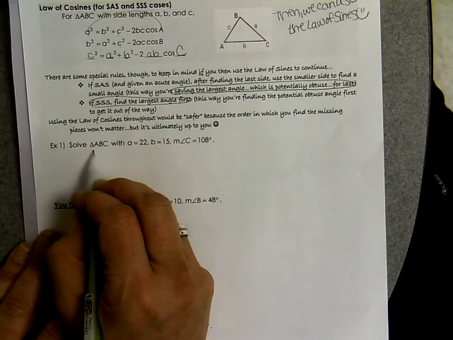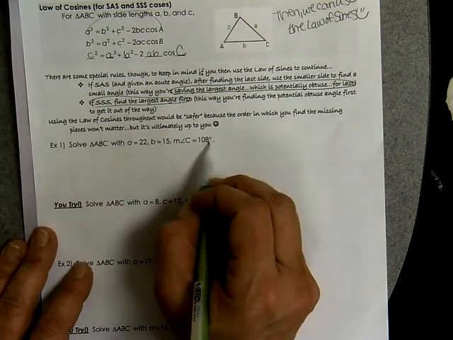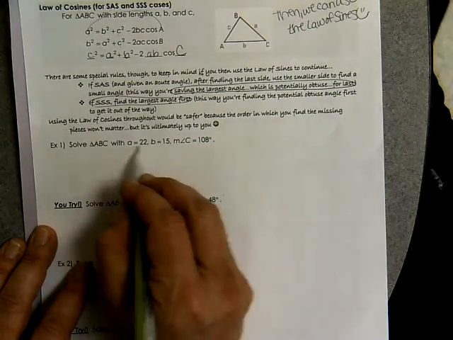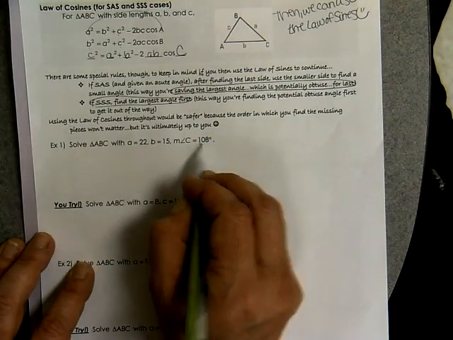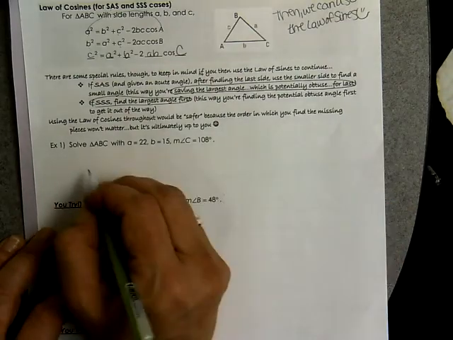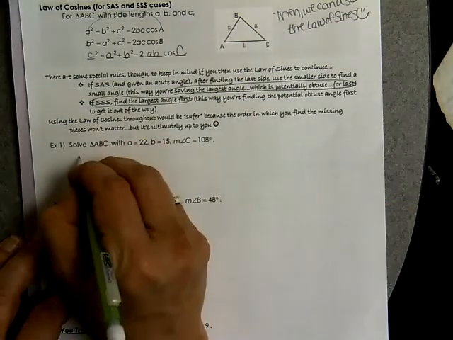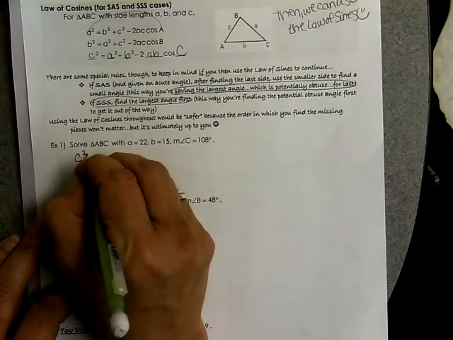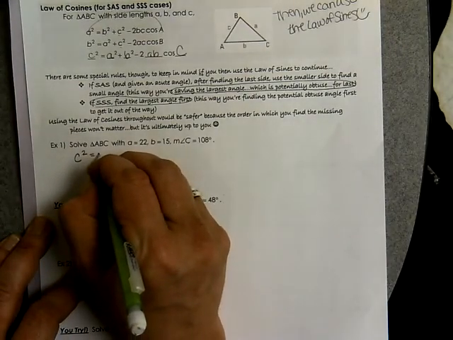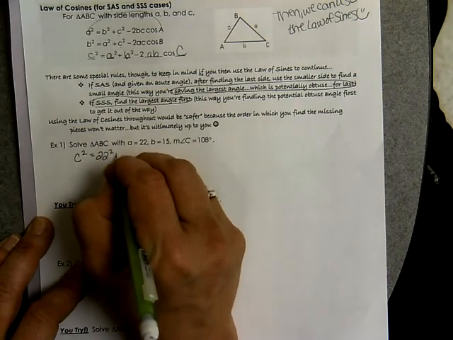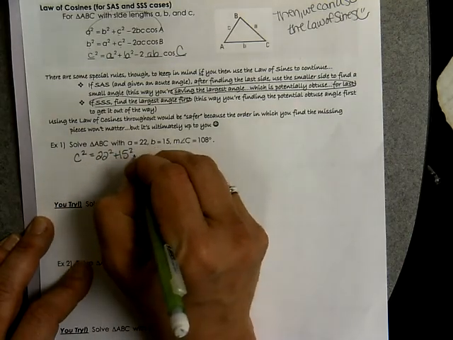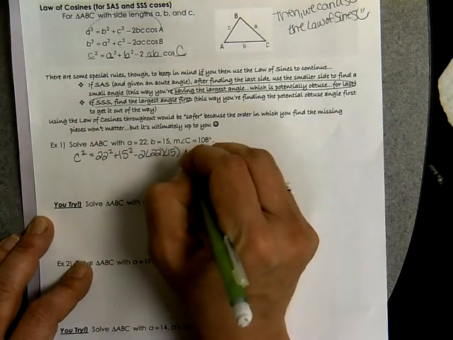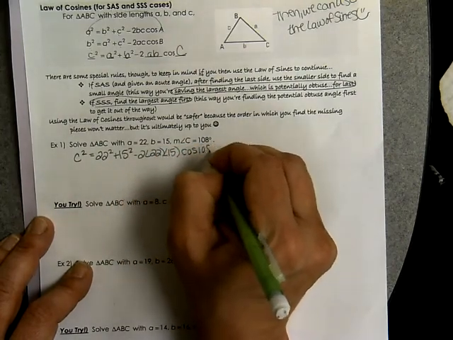So this wants us to solve triangle ABC with this information. Notice we have two sides and we have an angle. Notice we couldn't use the law of sines because we have an angle C and we don't have a side c. So what we'll have to do is set it up this way. Since we know angle C, we'll say that side c squared equals a squared plus b squared minus 2ab times the cosine of angle C.